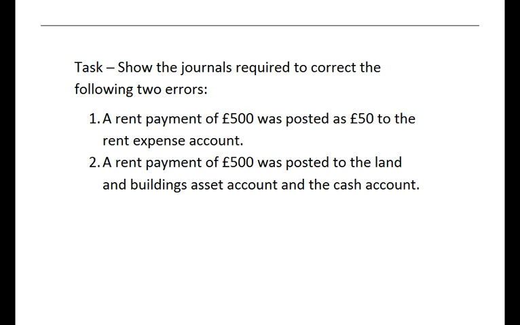Well, let's have a look at the first of the errors we're going to deal with here. Firstly, we've got a rent payment of £500, so we've paid our landlord £500, that was actually posted as £50 to the rent expense account. Now you can see what's happened there. They've obviously missed a zero off when they've posted the amount into one of the ledger accounts.